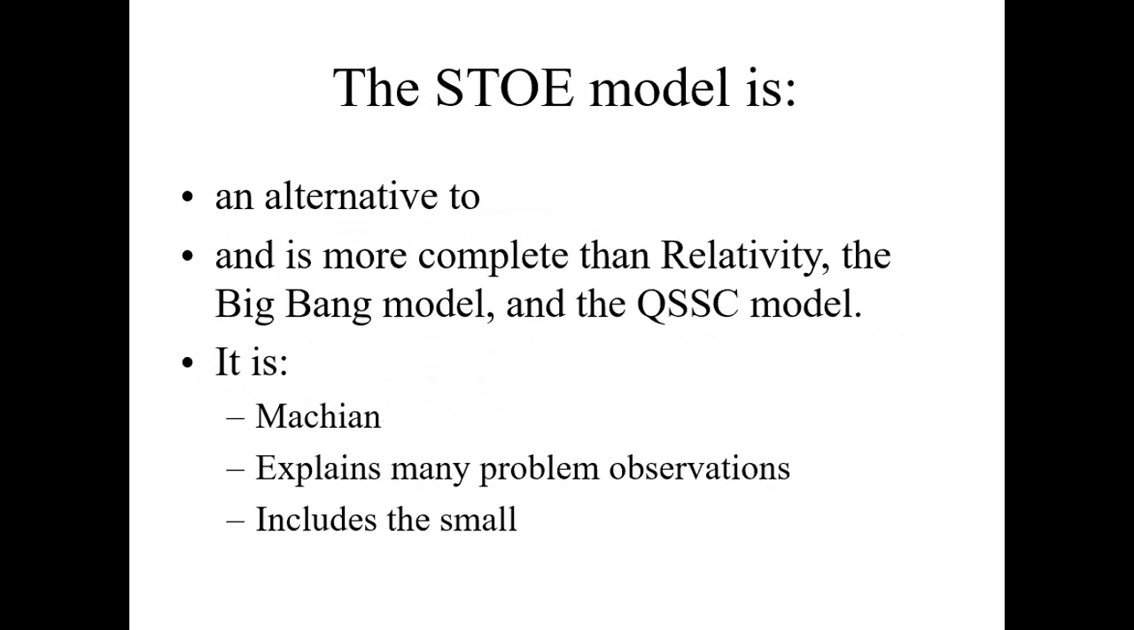The STOE model is an alternative to and is more complete than relativity, the Big Bang model, and the QSSC model. It is Machian. It explains many problem observations and includes the small in the first video.